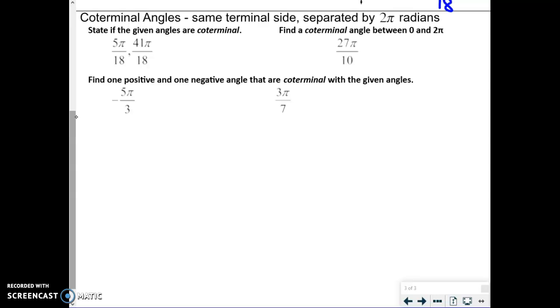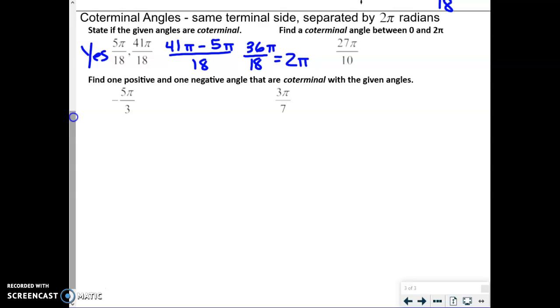Okay? So here, the first one, we are going to state whether they are or are not coterminal. And the easiest way to think about that is, are they separated by 2 pi? So in this case, in order to figure it out, we'd have to take 41 pi minus 5 pi over 18. If we do the subtraction, we end up with 36/18 pi, which is exactly 2 pi. So are these coterminal? The answer would be yes, because they are separated by 2 pi or some multiple of 2 pi.